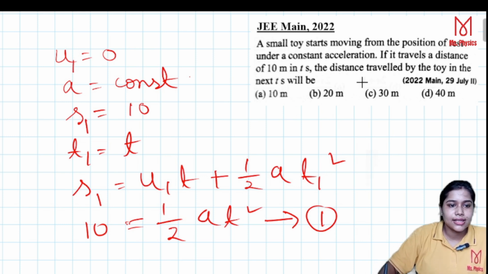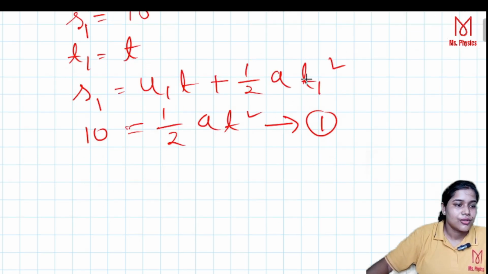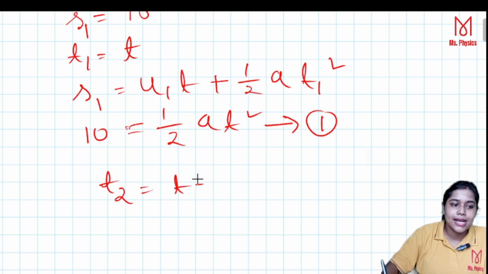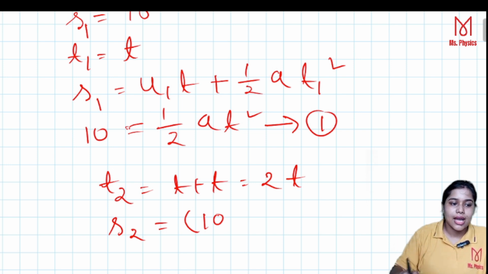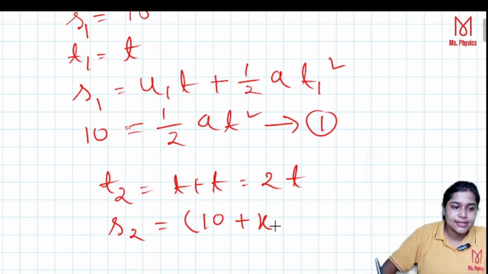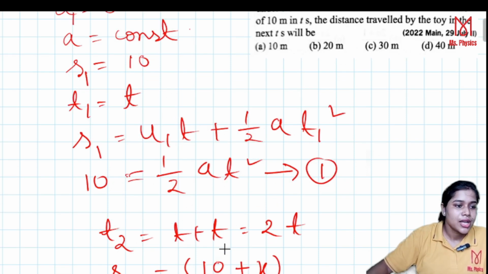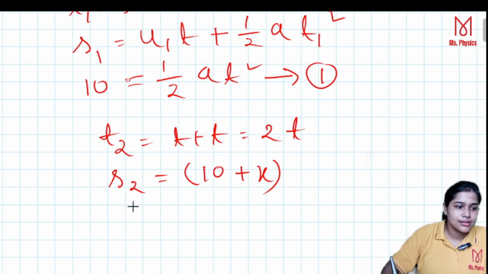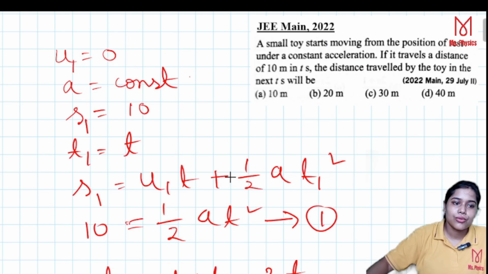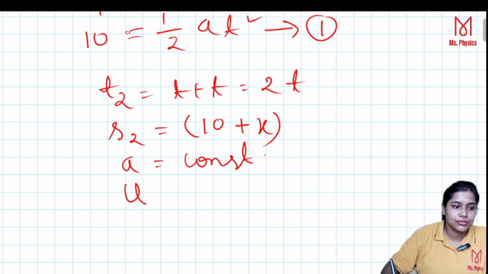Now next, what is given is the distance travelled by the toy in the next t second. Okay, that means now t2 is equal to t plus t, that gives you 2t. Okay, we have to find out s2. Now see, in s2 10 centimeter is already traveled. Okay, now if we consider that x distance is more travelled by the toy. Okay, and a is again constant, and u1 is also 0.